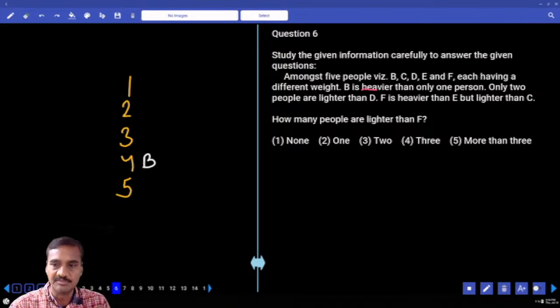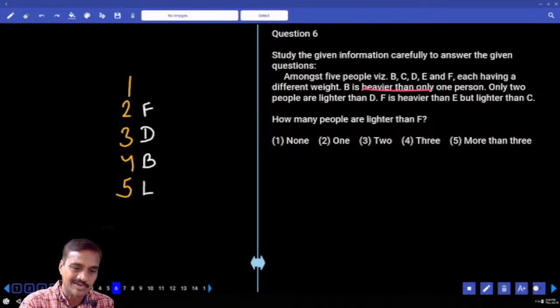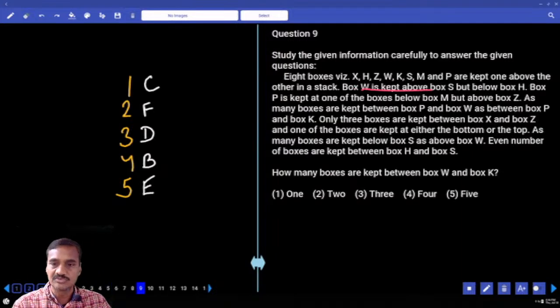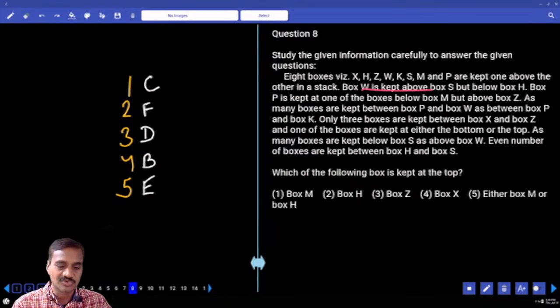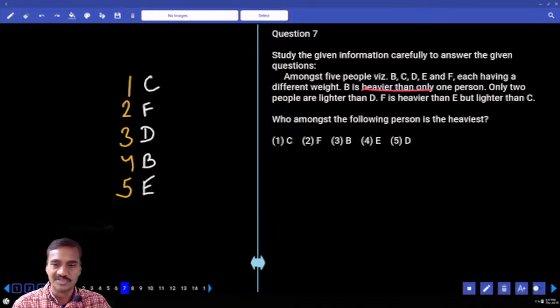Then, and B is heavier than only one person. And only 2 people are lighter than D అన్నాం. Lighter than D అంటే D ఎక్కడ ఉండాలి? 3rd place. And next one, F is heavier than E. F is heavier than E. But lighter than whom? Lighter than C. Now this is the final arrangement for question numbers 6 to how many questions were given? Only 2 questions. It is not worth more than that.